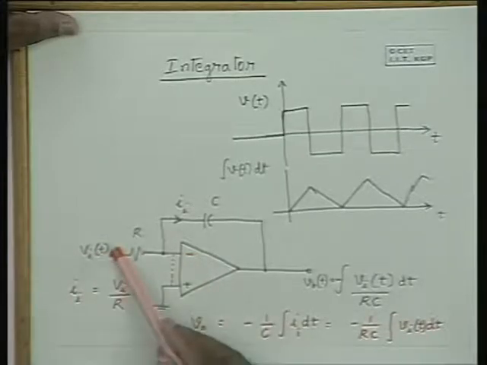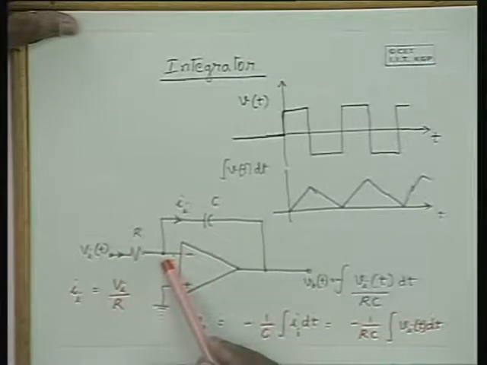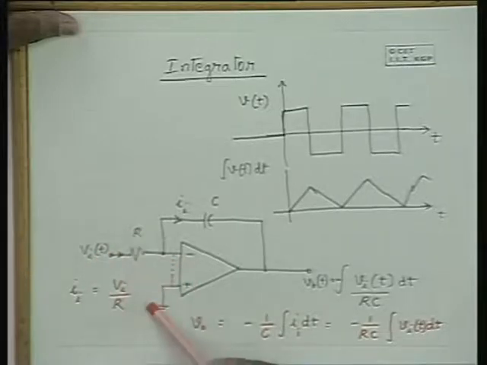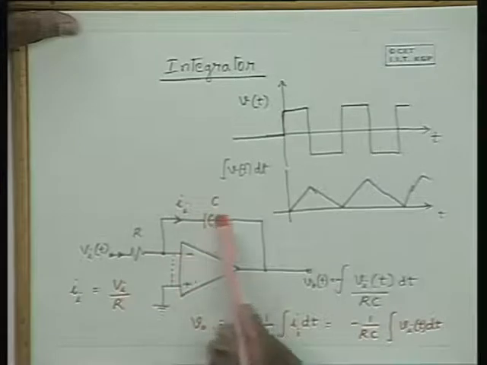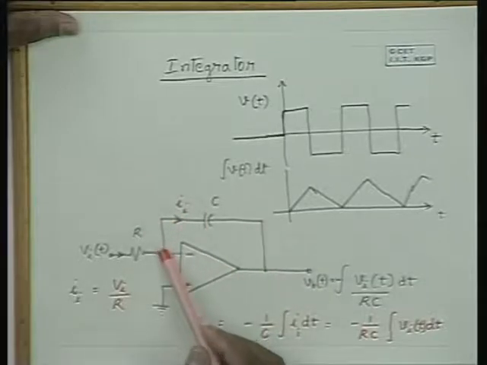Hence, for analytical purposes, please note that the current that flows through R is equal to this Vi minus this negligibly small voltage divided by R, which is approximately equal to Vi by R itself. Now this current cannot flow through this, so it has to flow through this. To nullify this current, an equal amount of current should flow through this, and that's what happens.